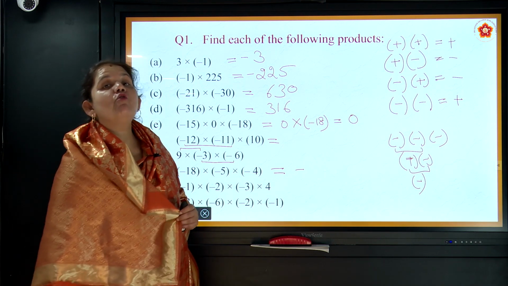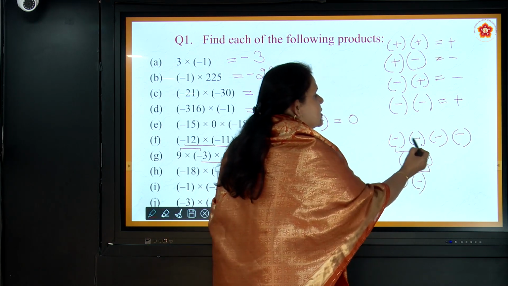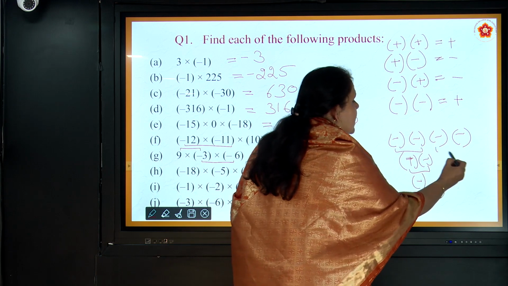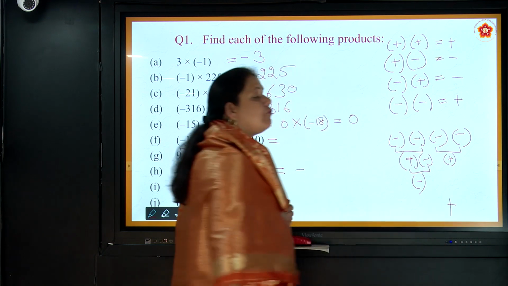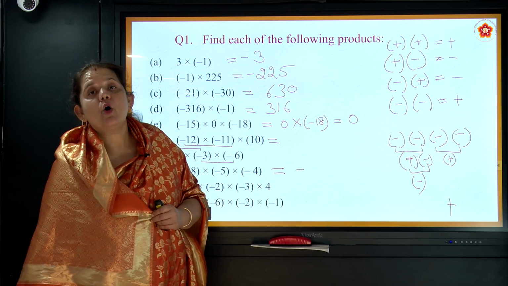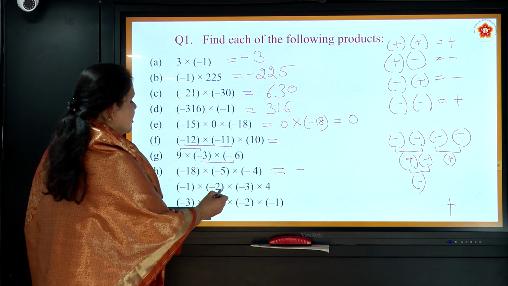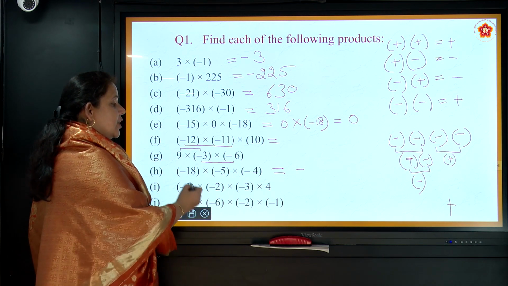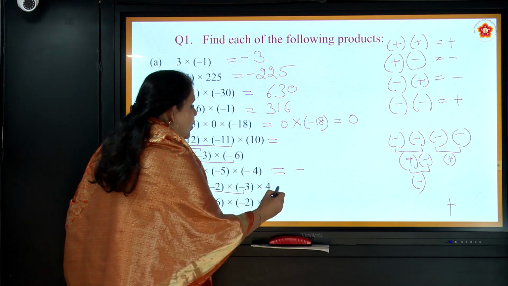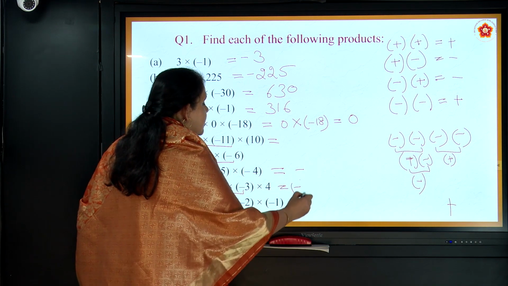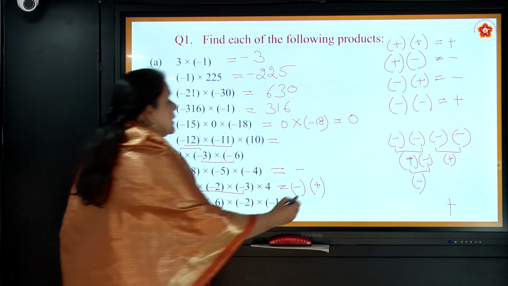Had we got four negative numbers, what would have happened? You can see here only. Answer for first two negative numbers is positive. Answer for next two negative numbers is also positive. And in the end, you will see for four negative numbers, the answer or the product is positive. So in I part, there are four numbers, three are negative, one is positive. So product of these three will be negative, and you have to multiply that by a positive number. So you will get the answer negative.